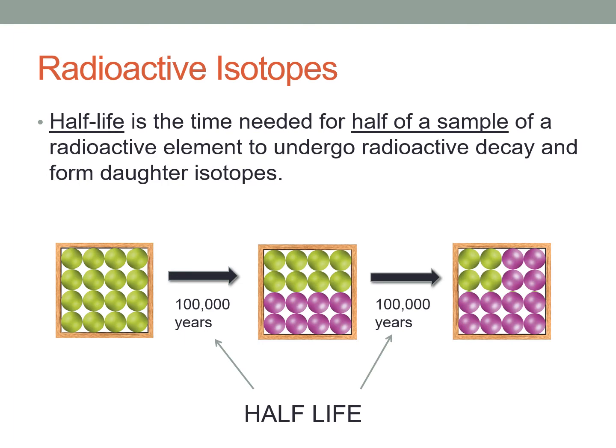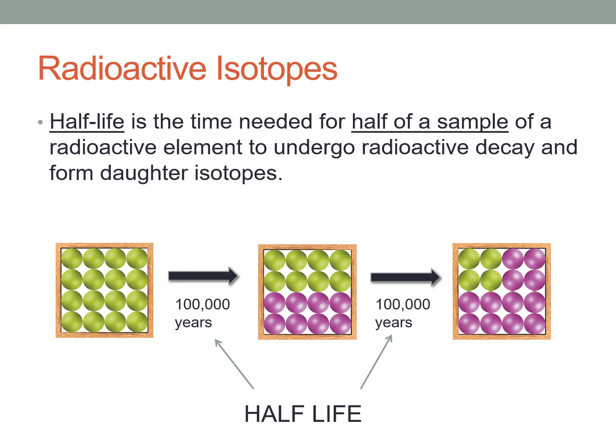So like I said, we know the rate at which these radioactive isotopes decay, and that rate is called half-life. So half-life is the time needed for half of a sample of a radioactive element to undergo radioactive decay and form daughter isotopes. In the example down here at the bottom, the half-life is 100,000 years. On the left, the whole entire sample is parent isotope. After 100,000 years, only half of that sample is parent isotope. Half of it has already decayed to daughter isotopes.